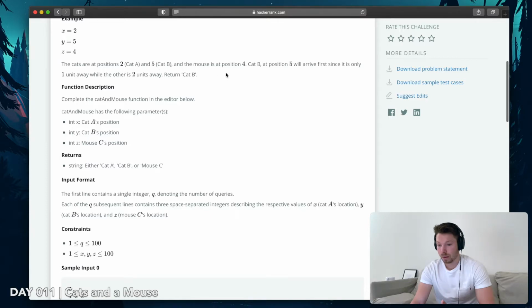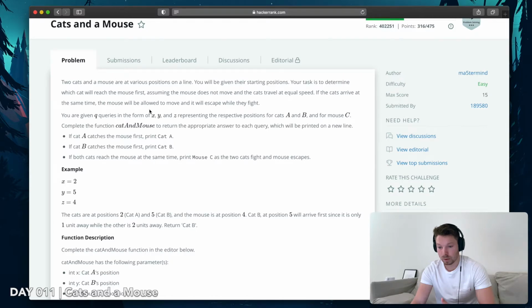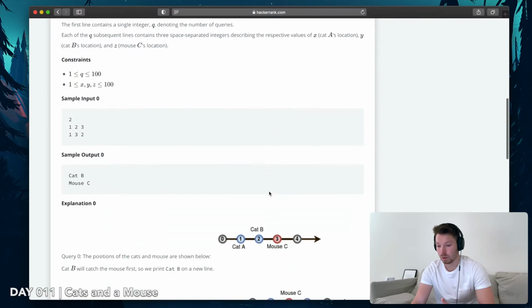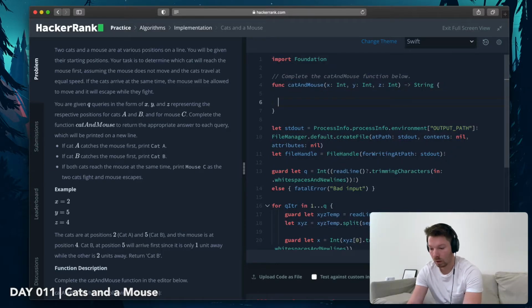Okay, for positions 2 and 5, B is closer, because it goes from 5 to 4. They have equal speed, right? Cats have equal speed.